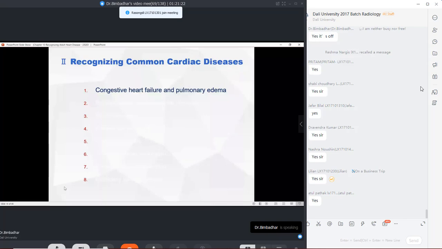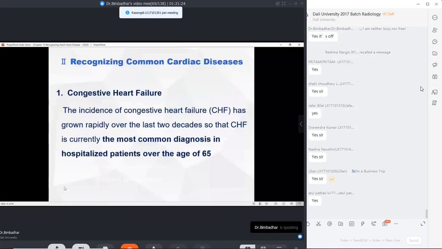So you see here, congestive heart failure is one of the most common diagnoses in hospitalized patients over the age of 65. Generally we say the heart fails. We call this condition by a colloquial term itself, but it is not actually the heart failing; it is the ejection fraction. It is the decrease in the cardiac output of the heart.